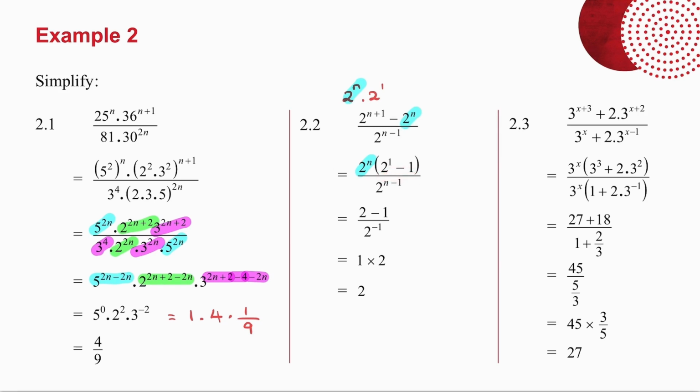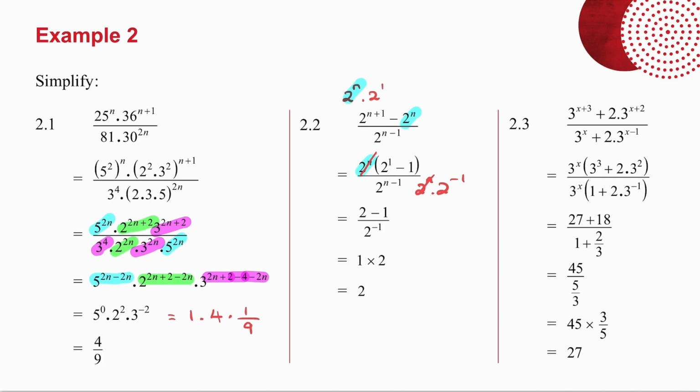Okay? On the bottom, I've got 2 to the n times 2 to the minus 1. So what I can do there is I can cancel the 2 to the n's. So I'm left with 2 minus 1 on the top and 2 to the minus 1 on the bottom. 2 minus 1 is 1. 2 to the minus 1 I can bring to the top, and it becomes 2. And 1 times 2 is 2.